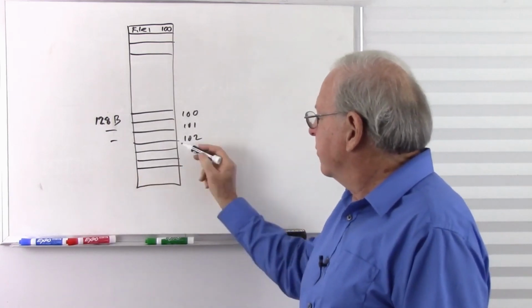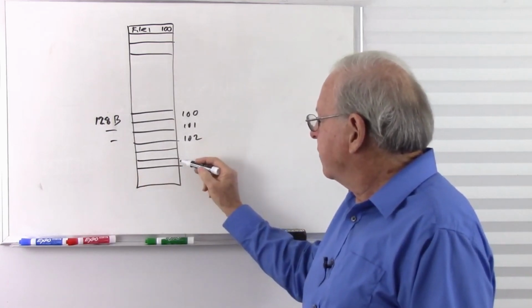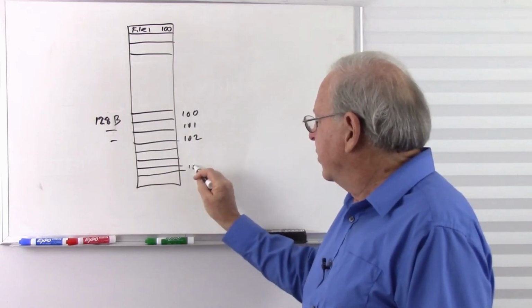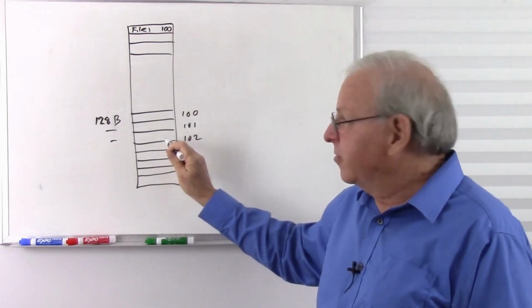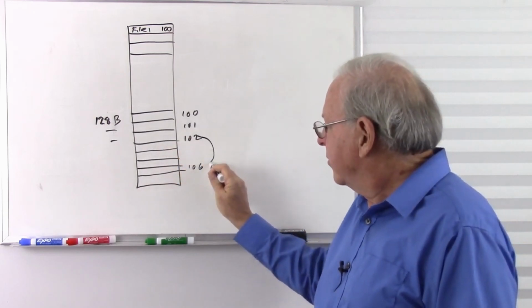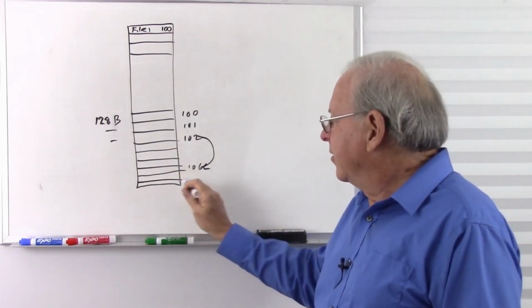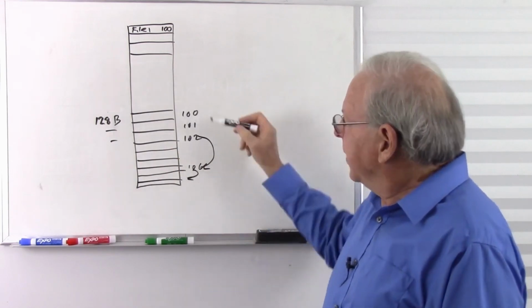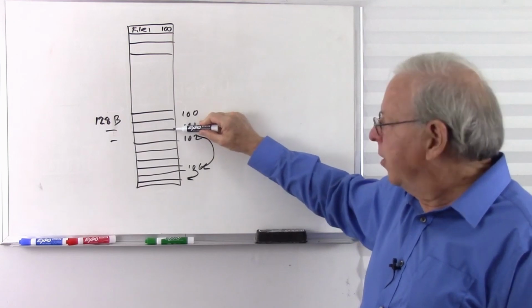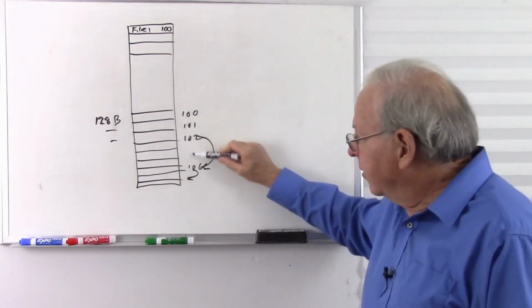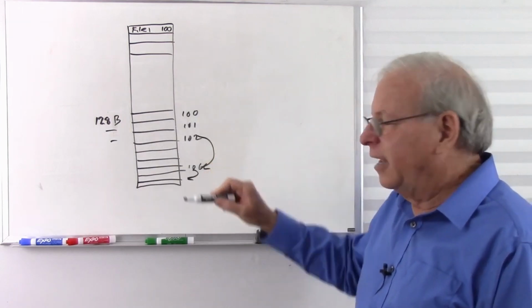And so the next is, let's say, 102, 103, 4, 5. Let's say the next one is 106. And so the end of this sector would be a pointer, 10 bits that says the next sector is 106. And then just to make it easy, the next one is 107. So data, pointer to the next sector. Data, pointer to the next sector. Data, pointer to the next sector. Data, pointer to the next sector.